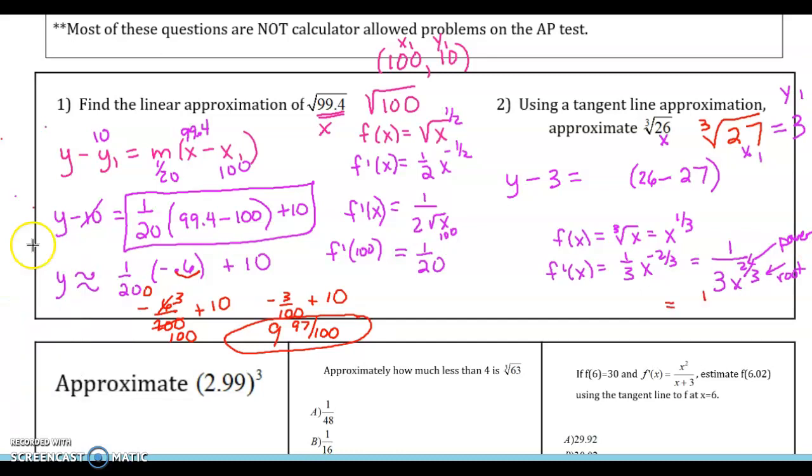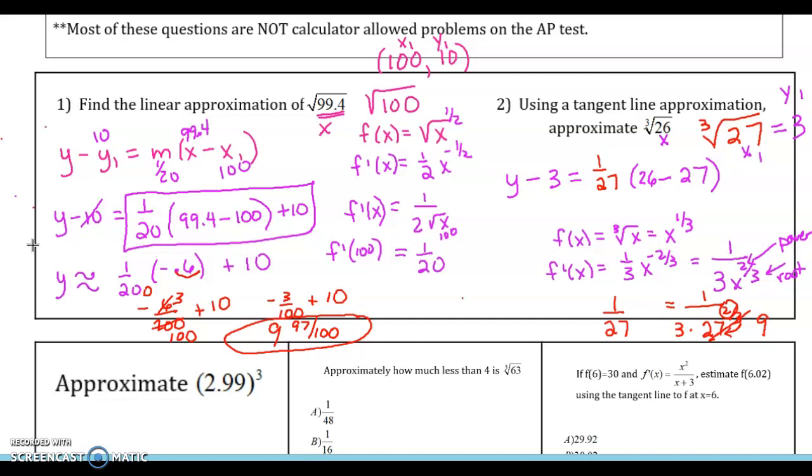So when we plug in, we've got 1/3 times 27 to the 2/3. So I do the cube root of 27, which is 3. And then it's 3 squared, which is 9. So it's 1/3 times 9, which is 1/27.